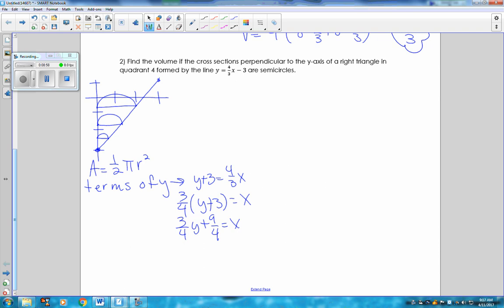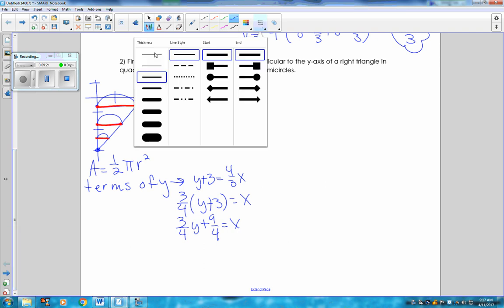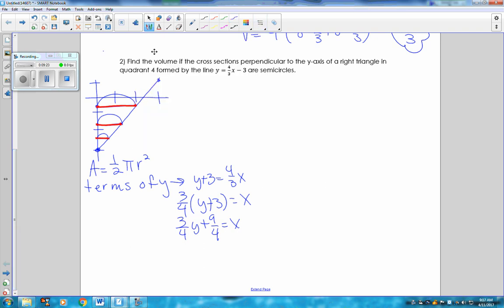Now, I can find this. What is that distance? What is this right here? Yeah, this line. All right, so that would be the diameter of the circle. Yes.